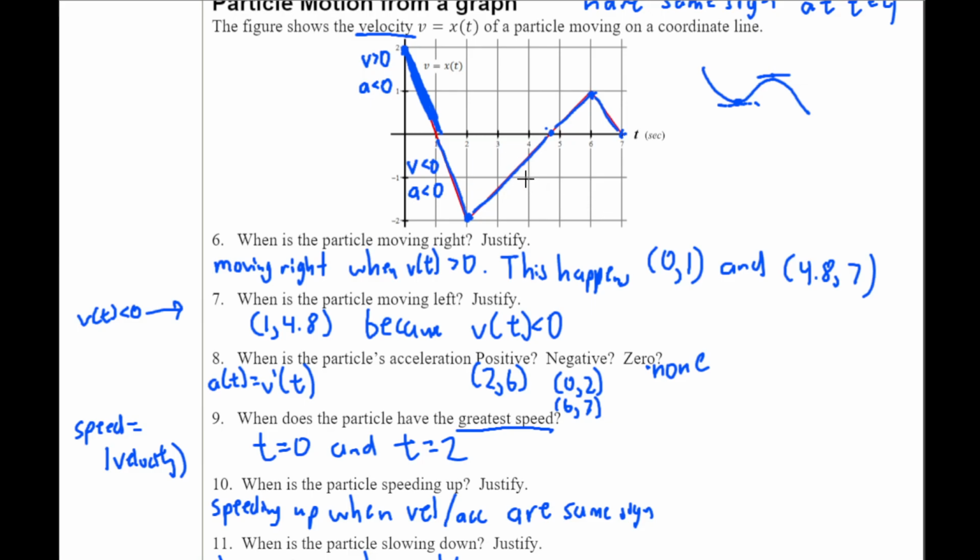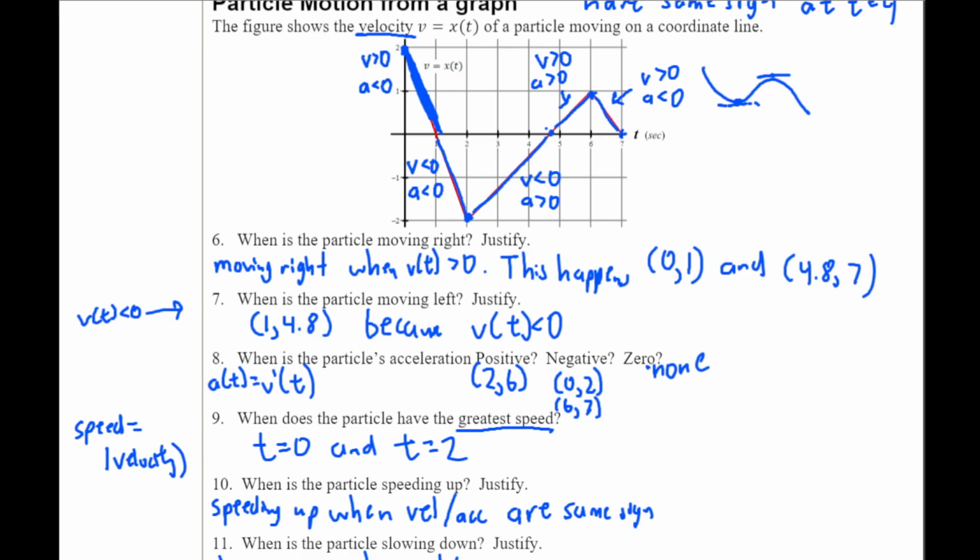All right, just double check your work. This segment here, velocity is less than 0, acceleration is greater than 0. This segment here, velocity is greater than 0, acceleration is greater than 0. And then right here, velocity is greater than 0, but acceleration is less than 0 because velocity is decreasing here.